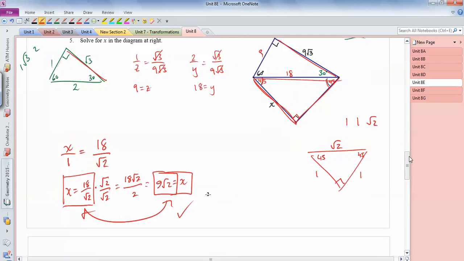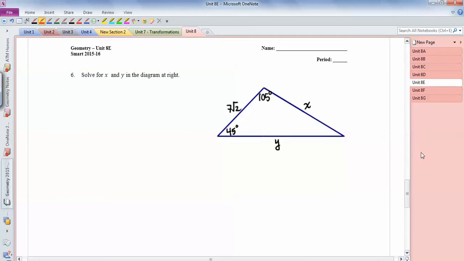All right, and then let's take a look at the very last problem. This one's tricky because it doesn't look like you can use 45, 45, 90 or 30, 60, 90, but it actually turns out you can use both. If I chop right down here and make that a right angle, then I've got 45, 90, and some angle up here has to end up being 45. And then if you subtract 105 minus 45, you get 60 over here. And now I've got 60, 90, this one has to be 30. So it turns out you can actually chop this triangle into a 45, 45, 90 and a 30, 60, 90 triangle.